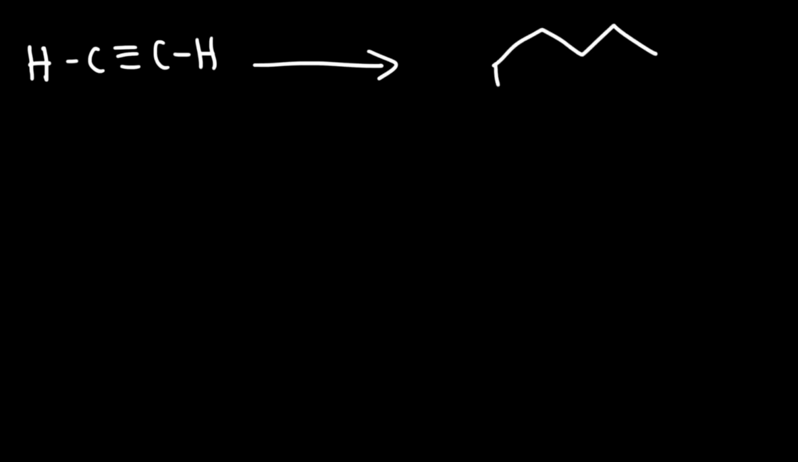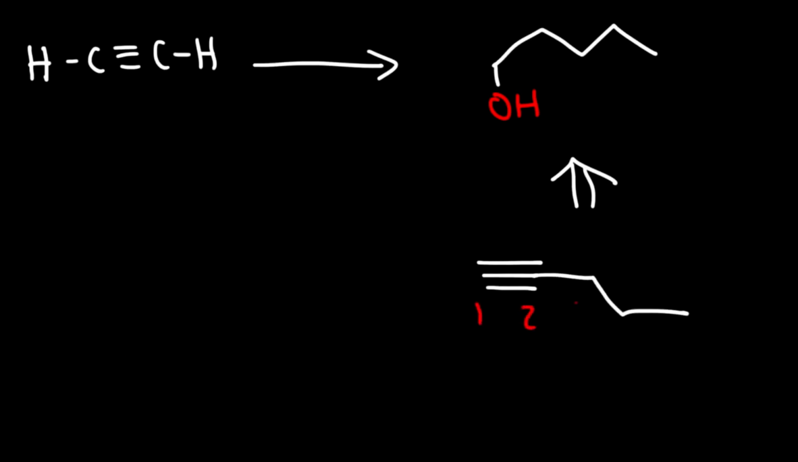Now let's move on to our next example. So starting with acetylene, let's make an alcohol, particularly 1-pentanol. So what do we need to do in order to make 1-pentanol? So first, we need an alkyne with 5 carbon atoms. And we want the alkyne to be between carbons 1 and 2, because we can easily put an OH on carbon 1 using hydroboration. So therefore, we need to add a propyl group to the alkyne.